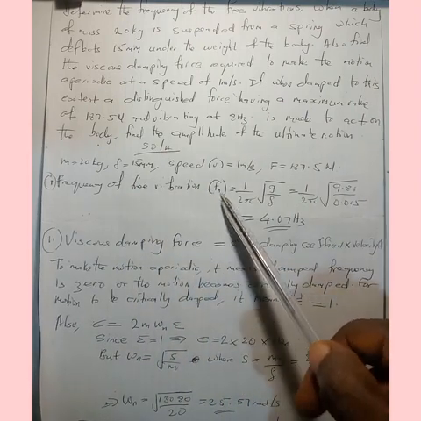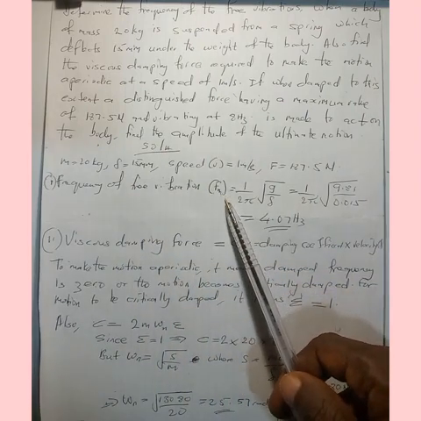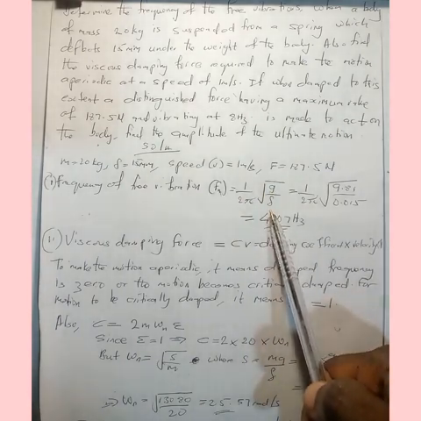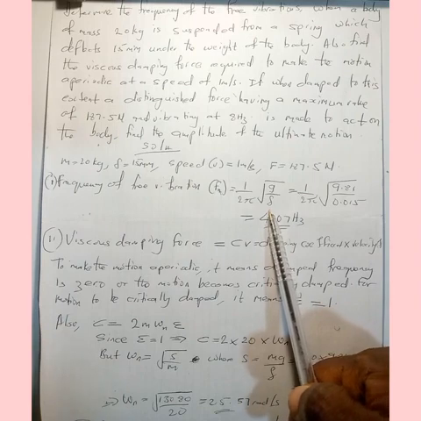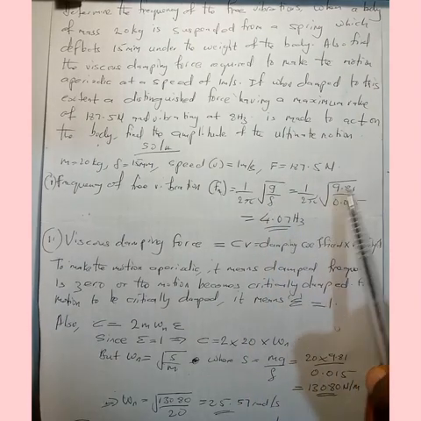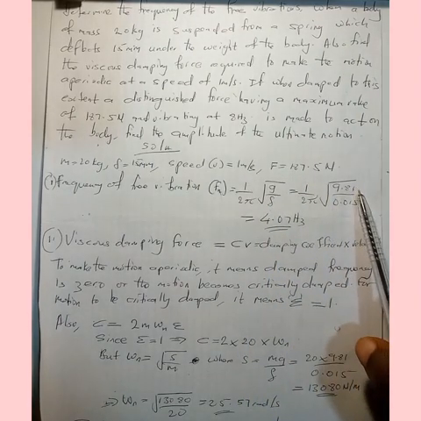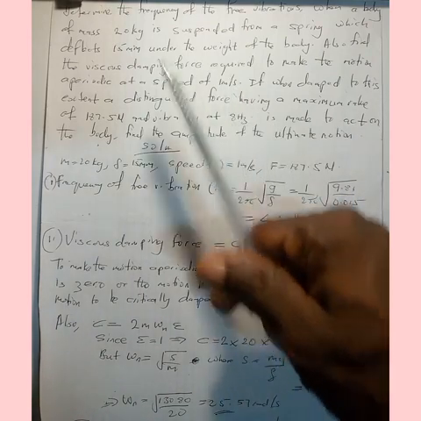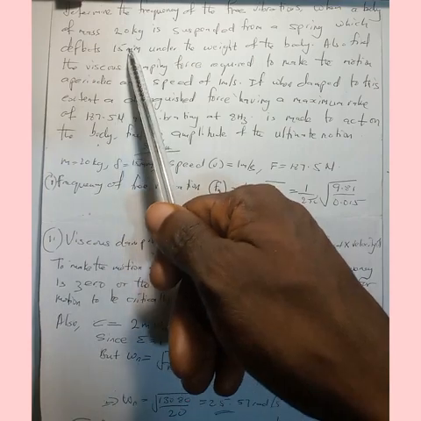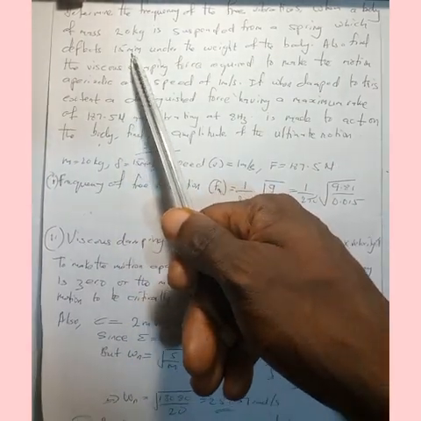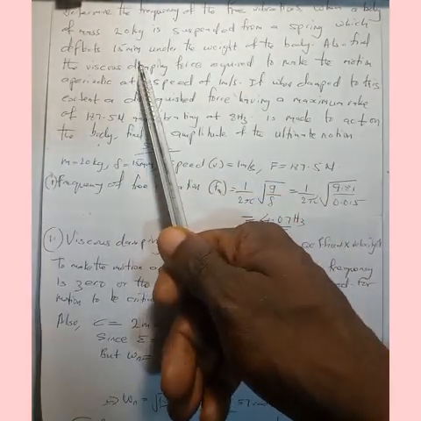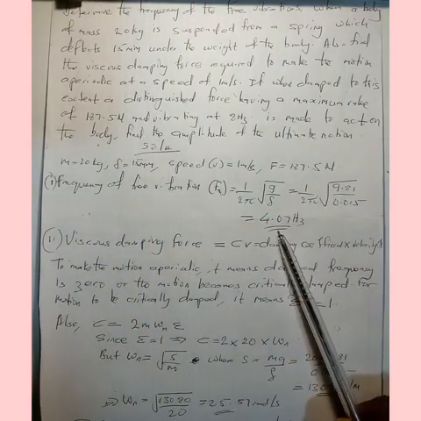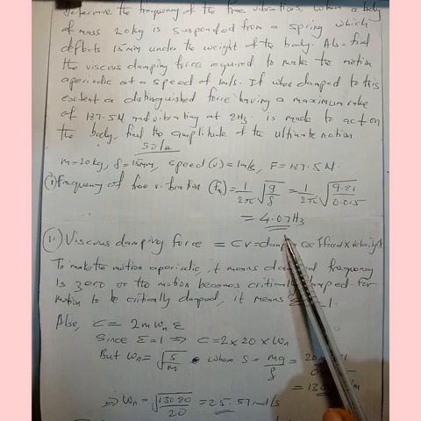So the frequency of free vibration f_n is given by 1/2π square root of g over deflection, and we already know g, acceleration due to gravity, 9.81, over deflection. Deflection, we are told from the question, is 15 mm, so we convert to meters. That's 0.015. That's why I have this. So eventually, this is the frequency of free vibration.